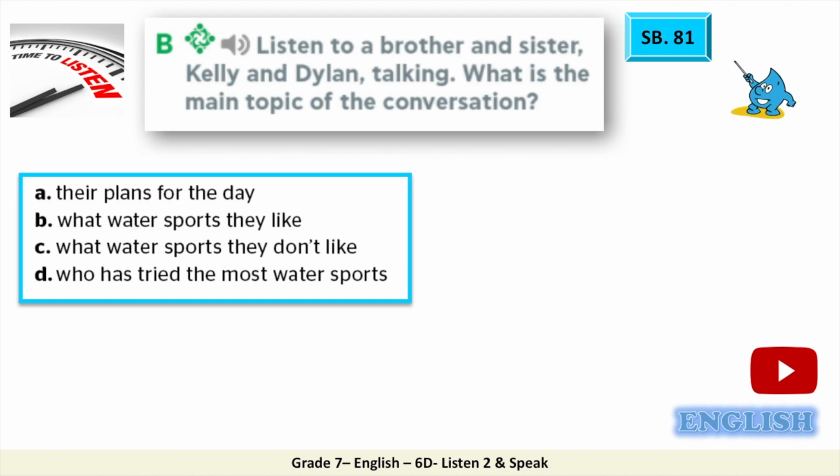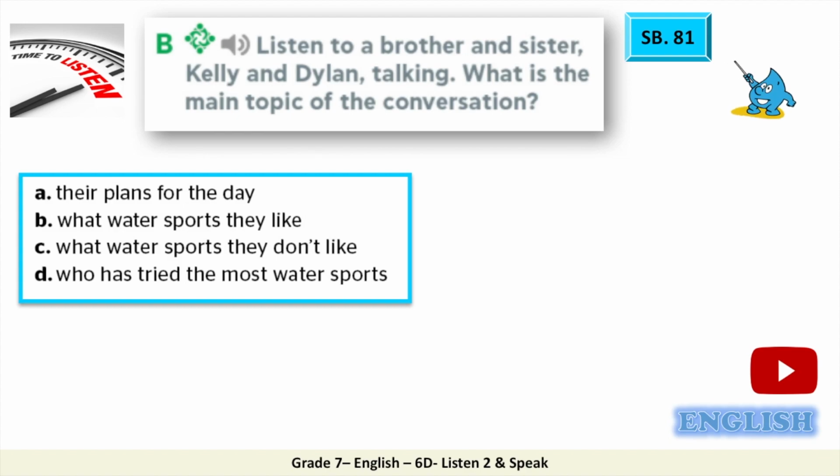After listening to a brother and a sister talking, what is the main topic of the conversation? Is it A, their plans for the day? B, what water sports they like? C, what water sports they don't like? Or D, who has tried the most water sports?